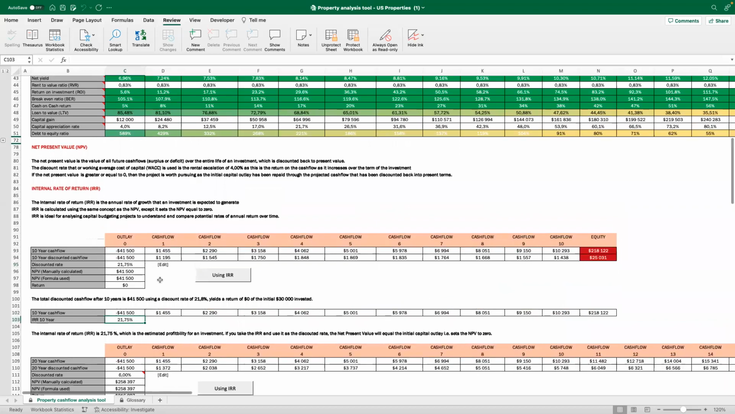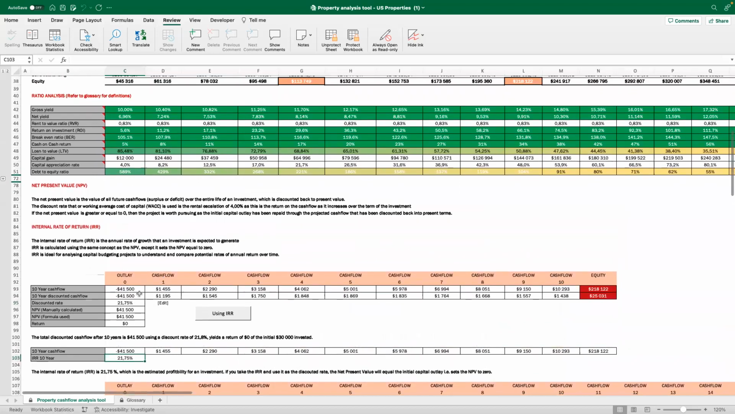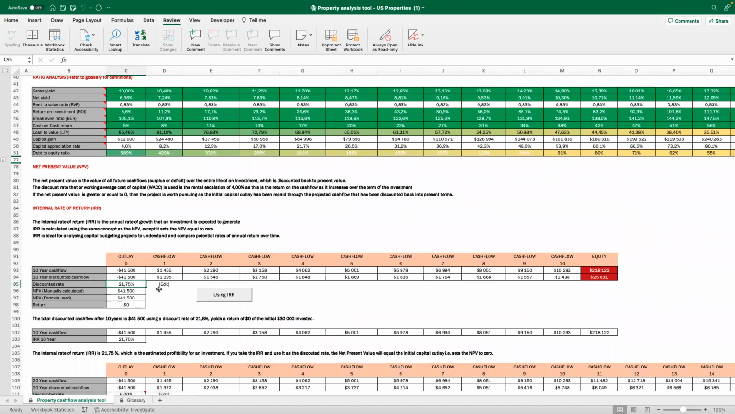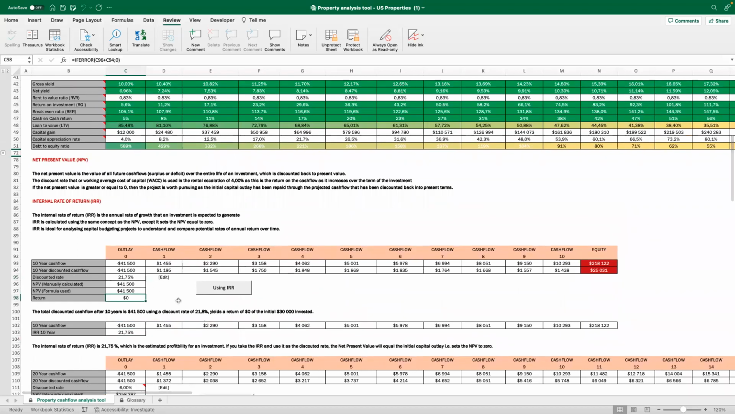So what this means from an investment point of view is if you discount the cash flow up to 21.75%, this property will have a net present value equal to the capital outlay, which means the return is zero. In layman's terms, if you made this 22% you would make a loss of $740,000, which means this property is not worth pursuing.